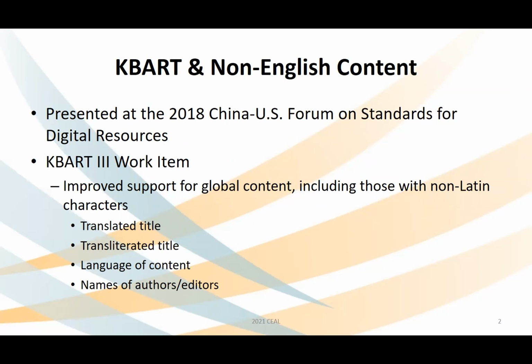I think Bianhua came to me after the meeting and suggested that KBART should include considerations for non-English content, especially CJK content. So the KBART 3 working group is now including the following work item: improved support for global content, including those with non-Latin characters. They may add new columns in the KBART title lists for a translated title, transliterated title, and language of content. For names of authors and editors, they may allow four names for CJK, because tens of millions of people share the last names of Wang, Li, Kim, Park.